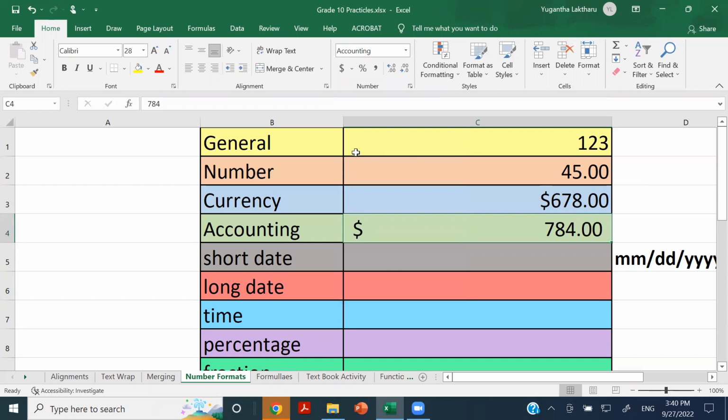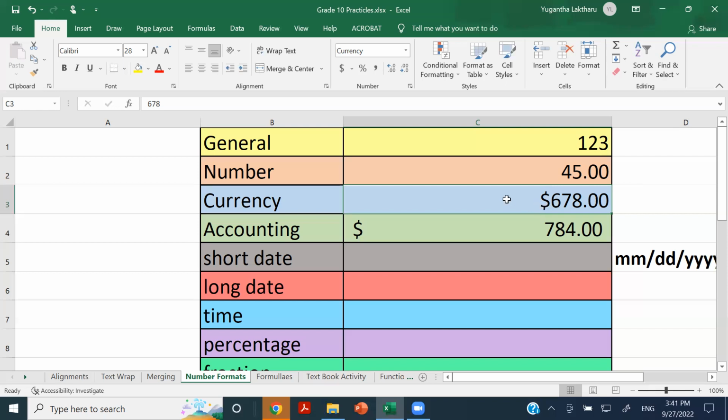It will be left aligned. Earlier it was in the currency number format, where the value as well as the currency symbol are together right aligned. Now here the value is right aligned, but the unit, the currency symbol, is left aligned. So that's the difference between the currency and the accounting number formats.